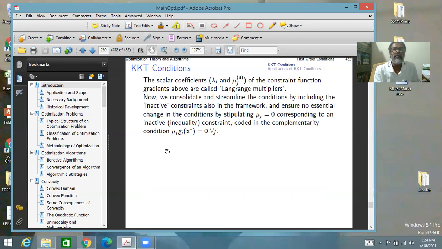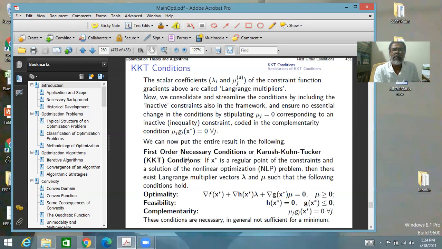So we include that and put all the conditions together and say that if x star is a regular point of the constraints and a solution of the nonlinear optimization problem, then there exist Lagrange multiplier vectors lambda and mu such that all these conditions hold. From optimality, we get these conditions. This is a gradient condition, and this is a non-negativity condition of the Lagrange multipliers for inequality constraints. These are the original feasibility conditions, and this is a complementarity condition.